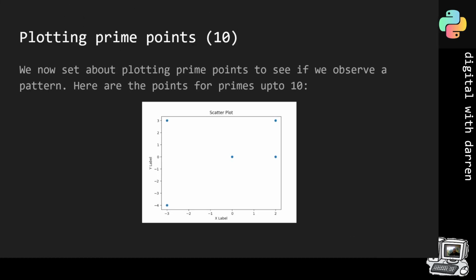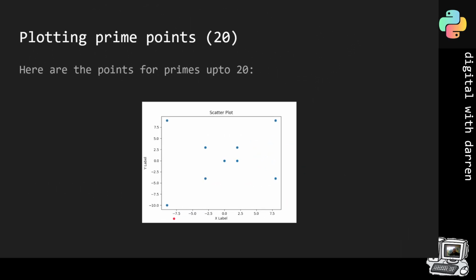Now we set about plotting prime points to see if we can observe a pattern. Here are the points for primes up to 10. We note that we start at the origin and then sequentially move out to 0, 2 and then 2, 3 and so forth, making a spiral.